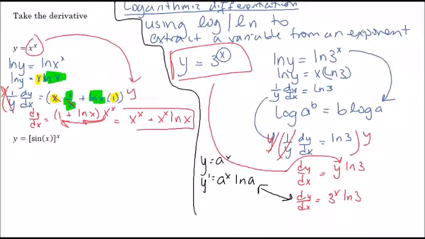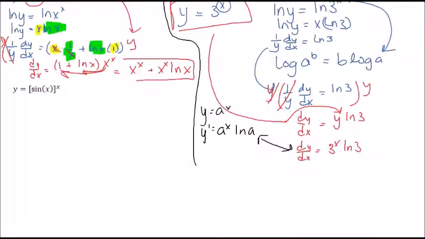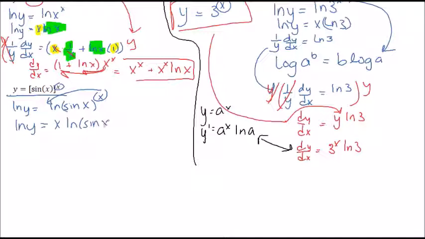All right, so let's try a slightly tougher one here. Same principle. Again, I have a variable in the exponent, so we're going to use logarithmic differentiation to get that out. And again, we're going to bring that down using the log laws. Right. So now, take the derivative, 1 over y dy dx. And again, we have a product rule here. So this is the first. And this is the second, which will require a chain rule as well.